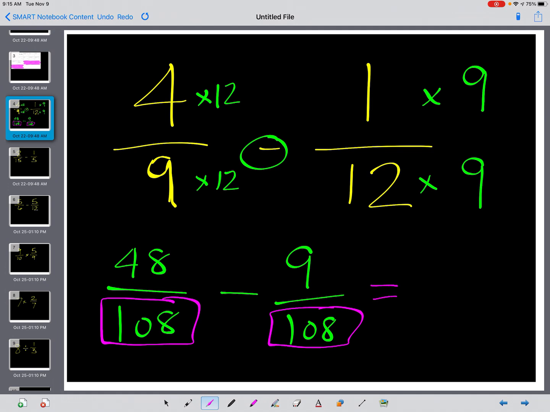So all we do is subtract the top, 48 minus 9, which gives us 39. And on the bottom, we keep that 108. No math is done in the denominator when you're subtracting fractions.